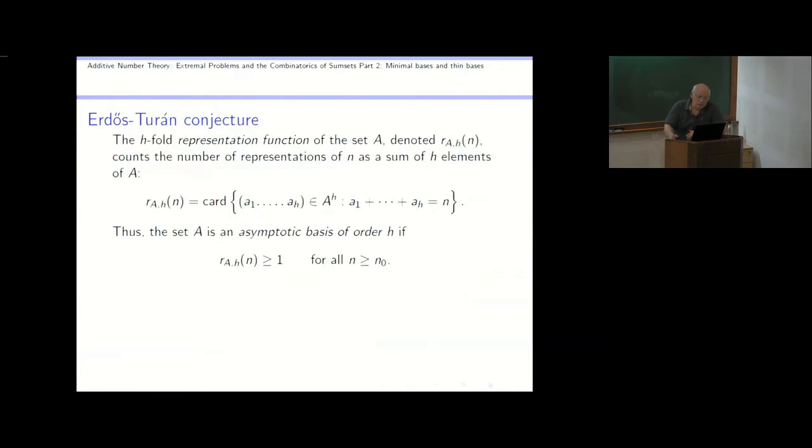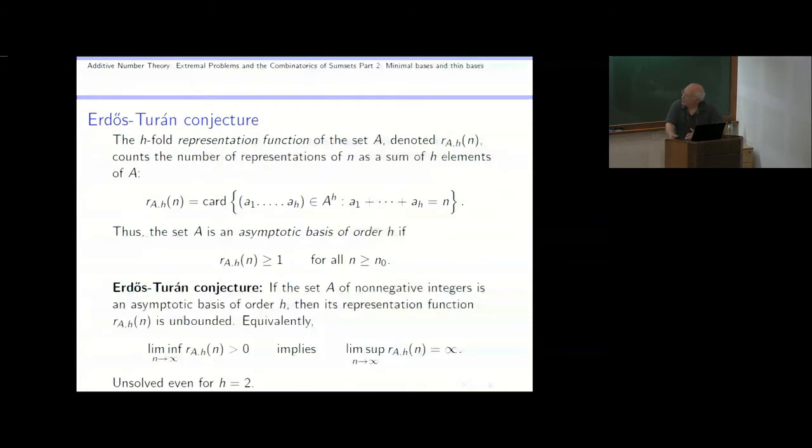So if you have a sum set, for any number n, you can look at how you can represent it as the sum of h elements of the set. And the representation function, r_{A,h}(n), where A is the set and h is the number of summands, is simply the number of ways you can write n as the sum of h elements, the number of h-tuples that add up to n. So to say that you have an asymptotic basis of order h means the representation function of n is at least 1 from some point on.